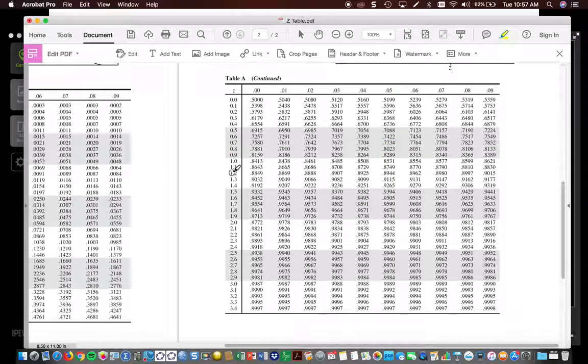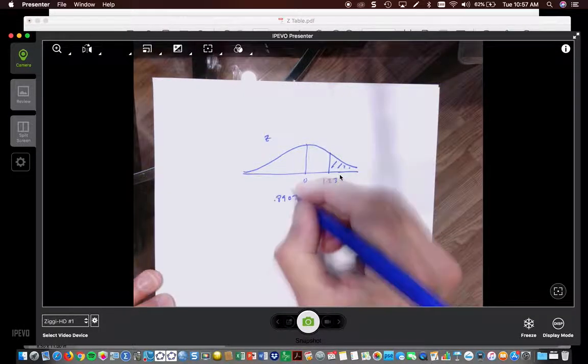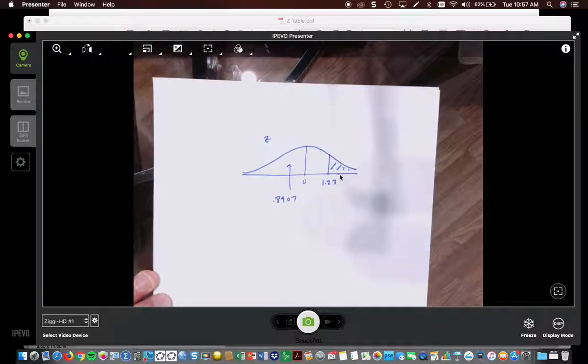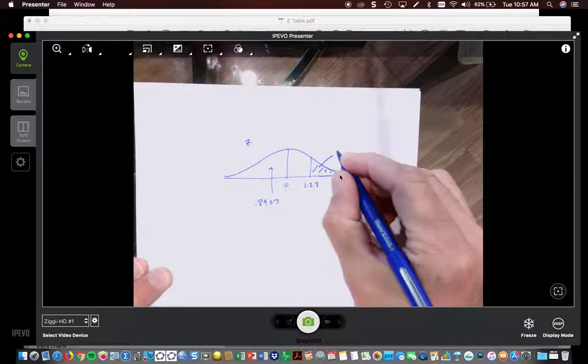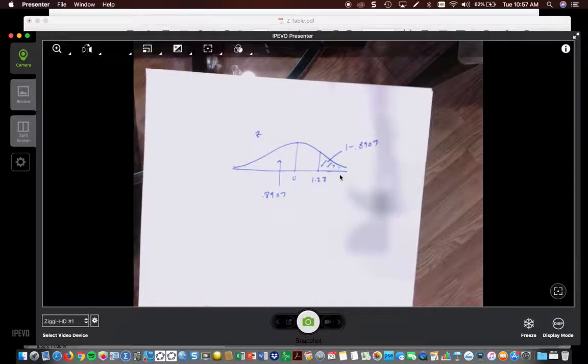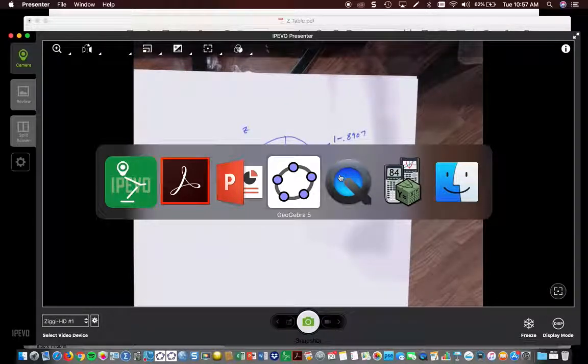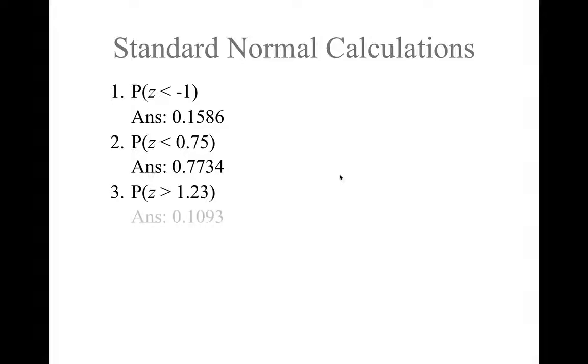So I go to 1.2, 0.03, and I find a probability of 89.07. So 0.8907. But that is the probability of being on this side of 1.23. So to find the answer over here, we've got to take 100% minus 0.8907. So you're going to get an answer of about 11% or so. Going back to the PowerPoint, the answer is 10.93.